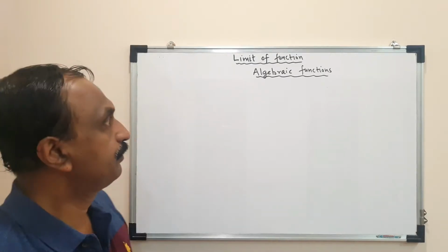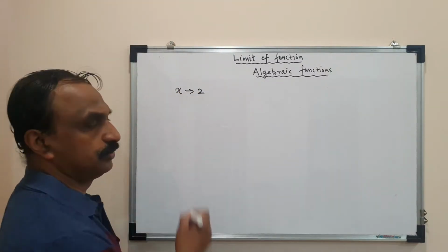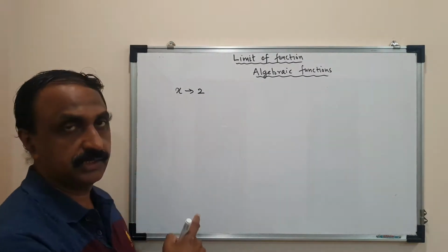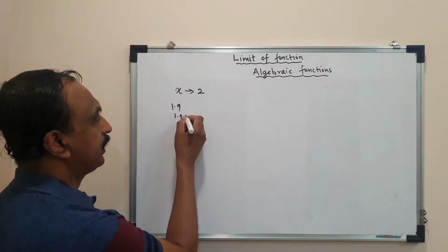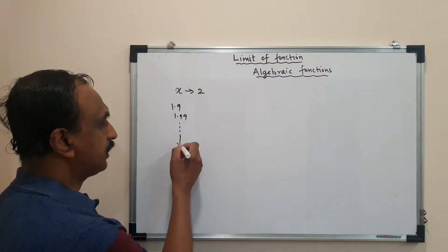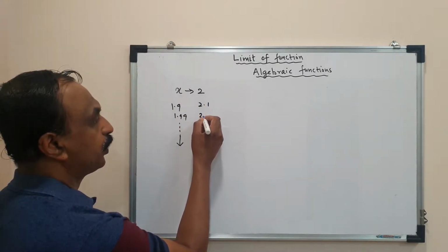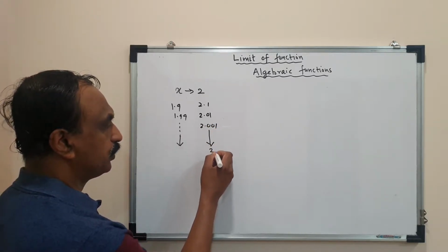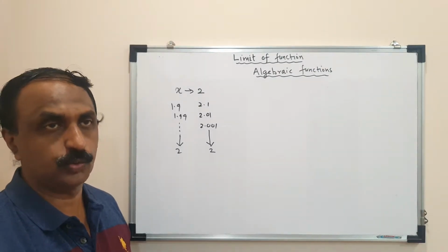First of all, when I write the notation x tending to 2, x value approaching 2, the value of x is 1.9, 1.99, 1.999, etc. We say the value of x is approaching 2, or it can be 2.1, 2.01, 2.001. This is also approaching 2. In both cases we say the value of x is approaching 2.